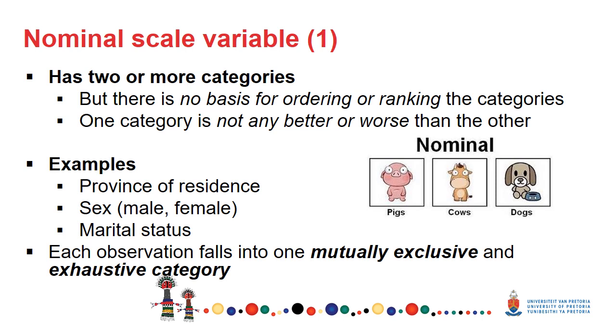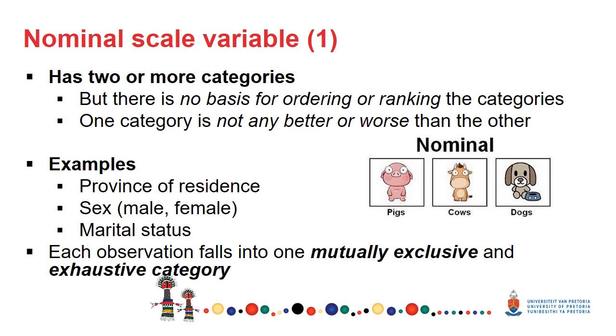We start with nominal scale of measurement, just categories with no basis of ordering or ranking. No category is better than the other. Examples are province, gender, marital status, just to name a few.